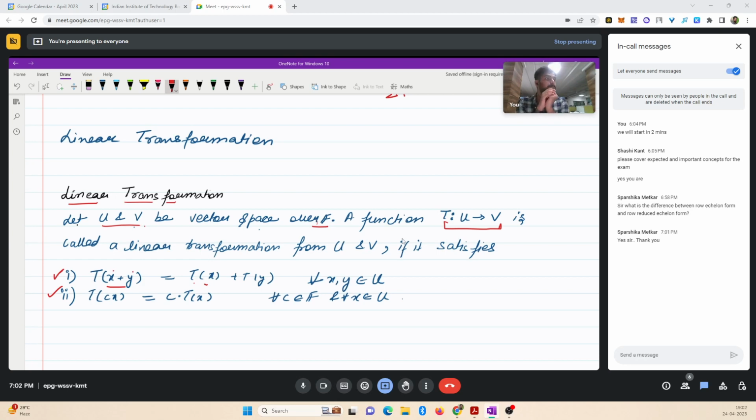There is something that in row reduced form, I mean, we put all the zero rows at the bottom of the matrix. That we do also in row echelon form, right? Yes.